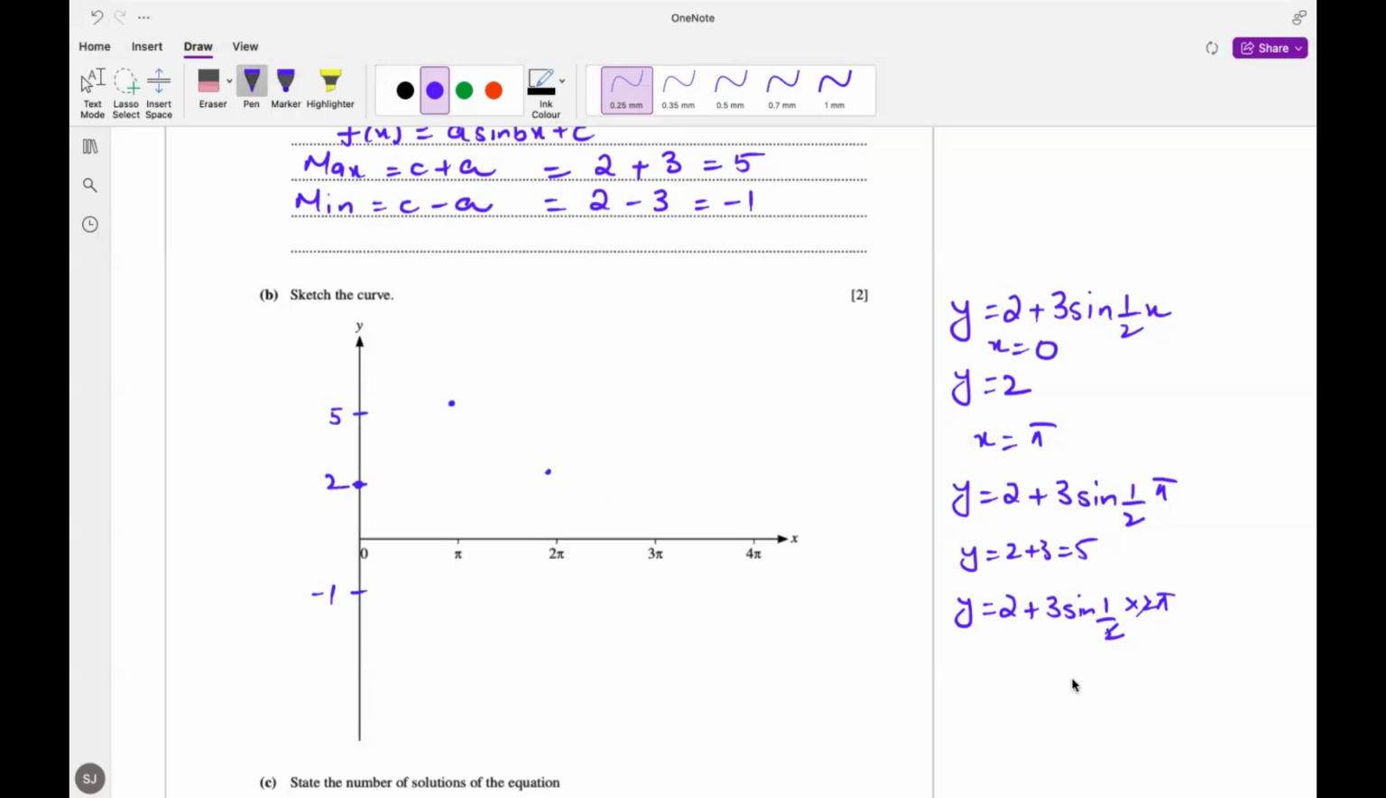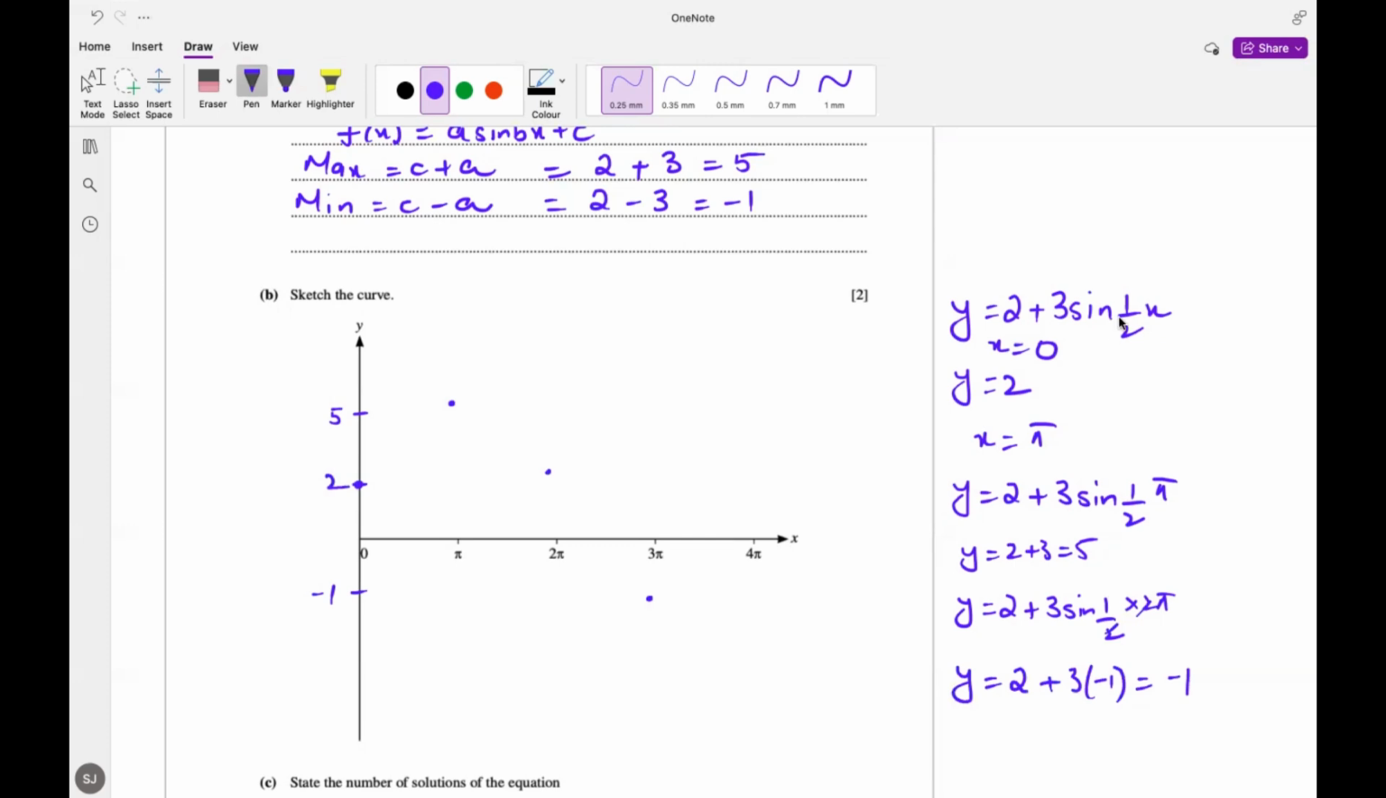Now substituting 3 pi in place of x, we'll get sine of 3 pi upon 2. Substituting sine of 3 pi upon 2 in the calculator, we'll get minus 1. So this will be y equals 2 plus 3 into minus 1. So 2 minus 3 will become minus 1. So at 3 pi, the value will be minus 1.